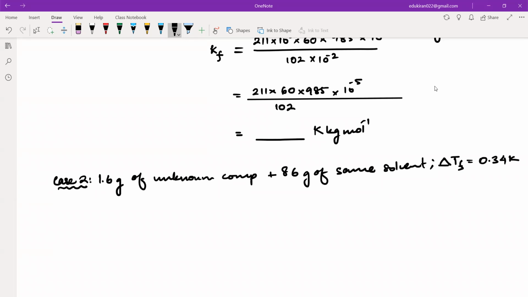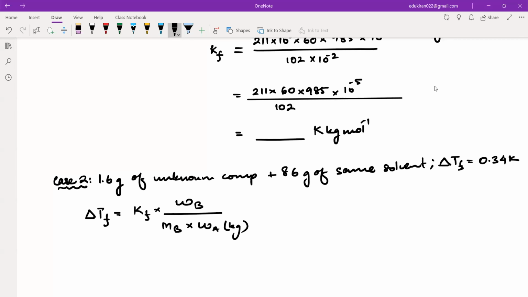So here also the same thing. Delta TF will be equal to KF into WB upon MB into WA in kg, right?